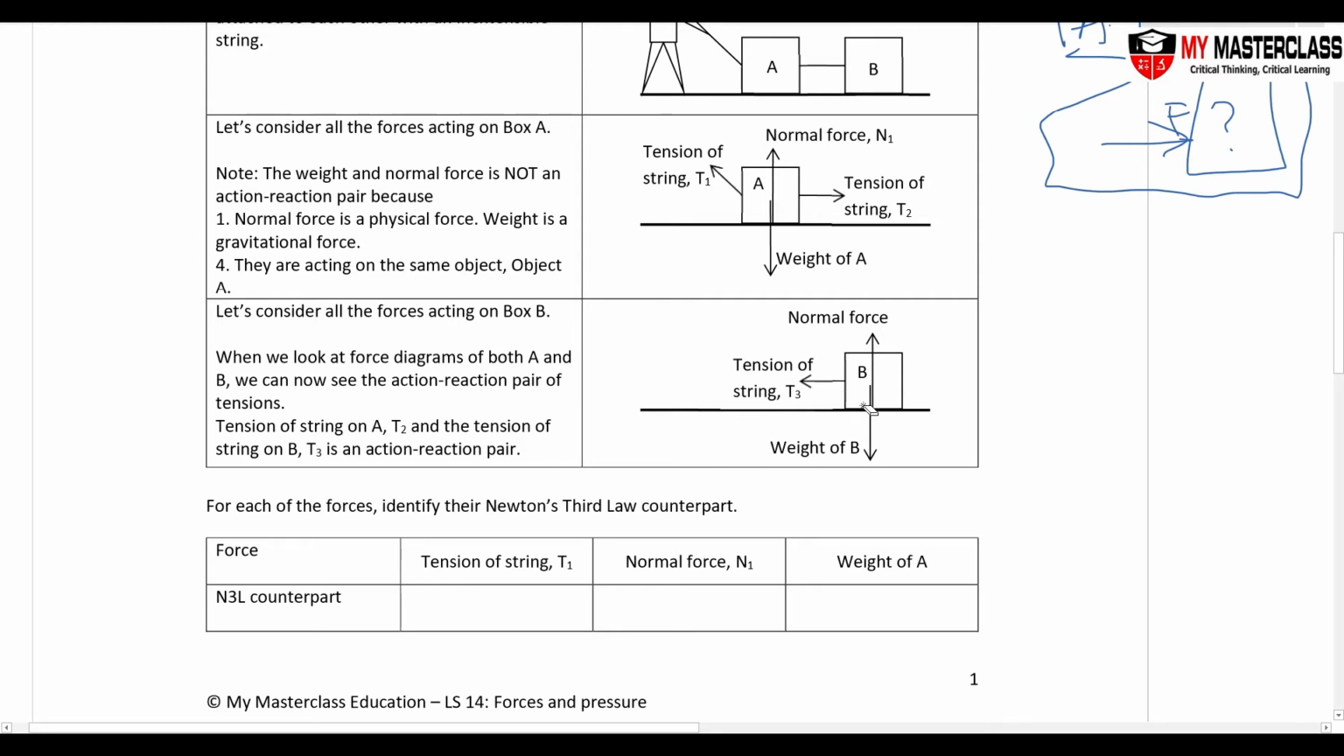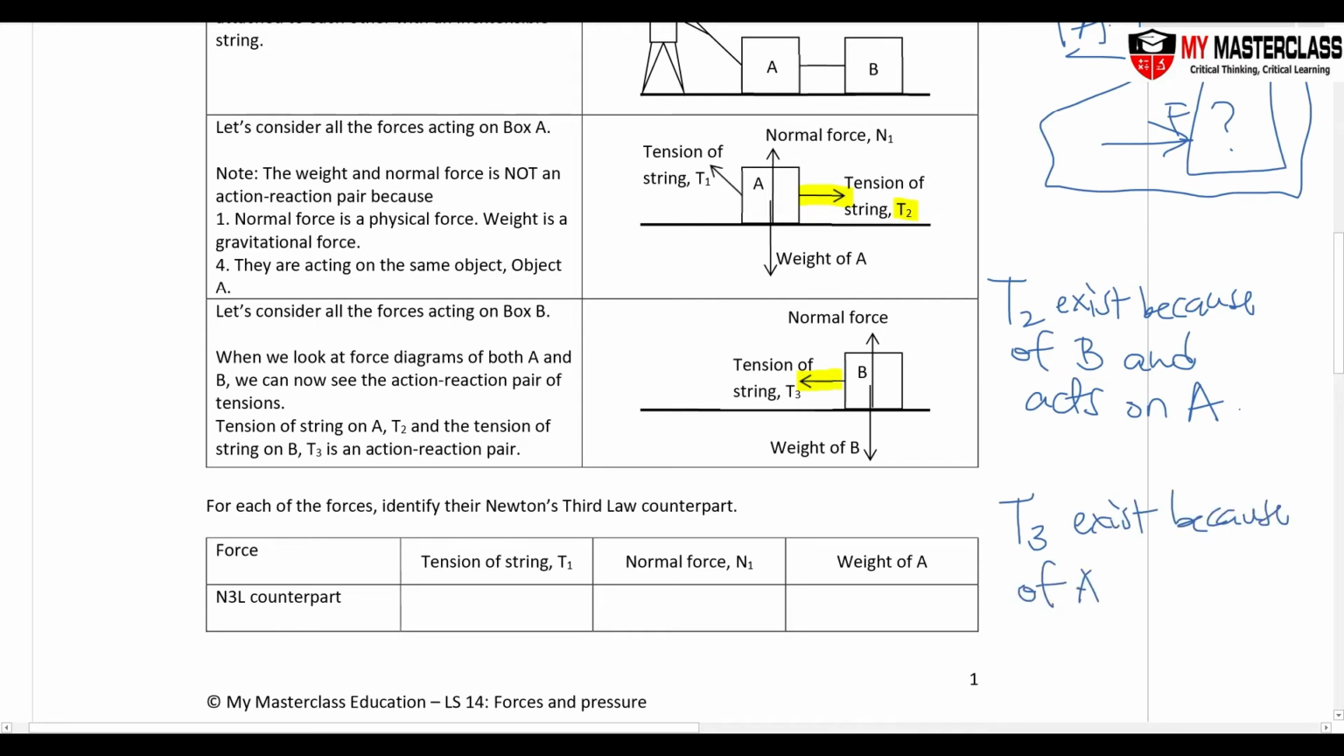Let's look at these two, this tension and this tension. The one on top, T2, exists because of B. Let me write that down so that it's clearer. T2 exists because of B and acts on A. T3 exists because of A and acts on B. Then you go and check again. They are acting in different directions, they have the same magnitude, they act on different bodies, same type, both of them are tension. Yep, we have ourselves a Newton's third law pair here. T2 and T3 is a Newton's third law pair, otherwise known as an action-reaction pair.